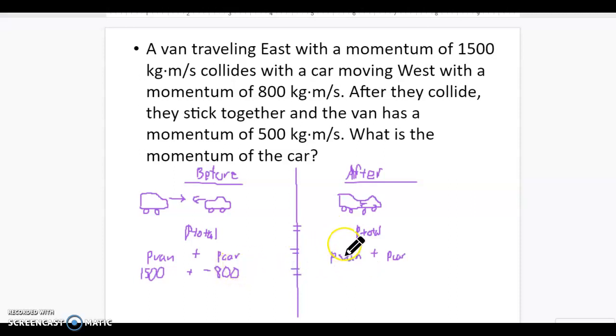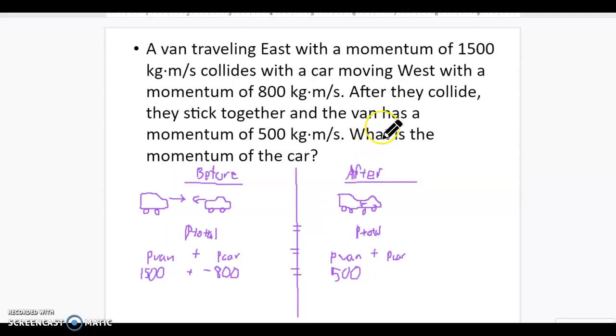Equals the momentum of the van and the car. This momentum of the van is not the same number as over here, because now this has to be after they collided. So the momentum of the van, and I read through it, it says after they collide, they stick together, and the van has a momentum of 500 kilogram meters per second. It doesn't tell you which way it's going, but because they have it positive, they don't have a direction next to it, we can assume that it's just going to the right. So I'm going to write out 500.